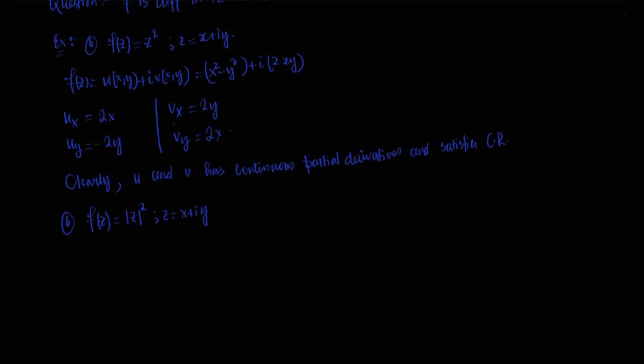Yeah, f(z) equals mod z squared. So now you see, therefore f(z) you can write it as x squared plus y squared. Yeah, this we have done, right? We did that. This is differentiable. We already know that. So here, what is the imaginary term? Plus i times 0. So therefore, u(x,y) we can write as x squared plus y squared, and v(x,y) is 0.